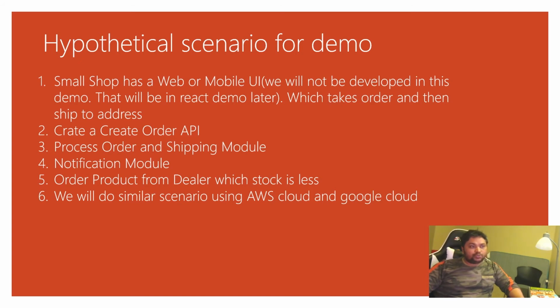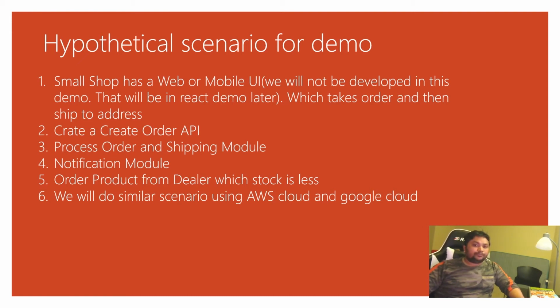And generally that UI takes some orders, and then the shop is going to ship those orders to the given address. That is the whole hypothetical scenario we are going to use.